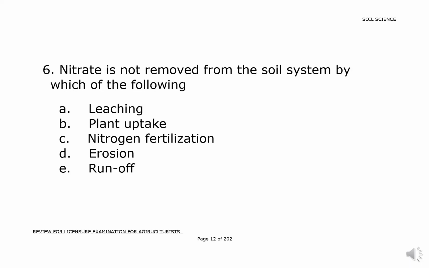Number 6. Nitrate is not removed from the soil system by which of the following? A. leaching, B. plant uptake, C. nitrogen fertilization, D. erosion, or E. runoff. The answer is nitrogen fertilization.